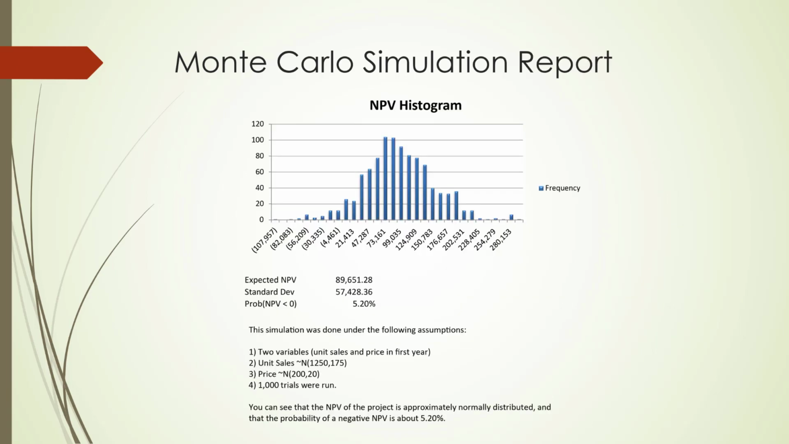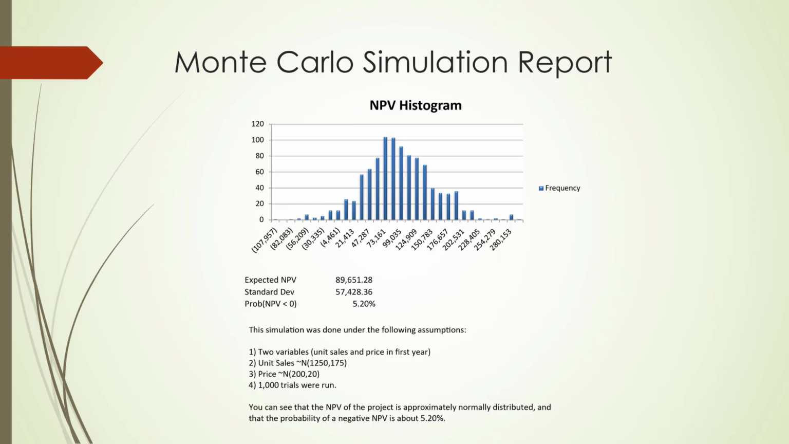Here's an example of a simulation that I ran on this project. I did 1,000 scenarios, and I assumed that unit sales would be normally distributed with a mean of 1,250 and a standard deviation of 175, and the unit price was also normally distributed with a mean of 200 and a standard deviation of 20. So I had the computer draw random numbers from both of those distributions, plug them into the model, and calculate NPVs, and it did this 1,000 times.